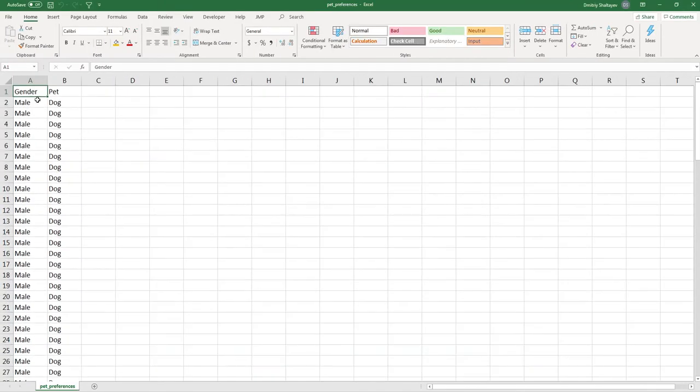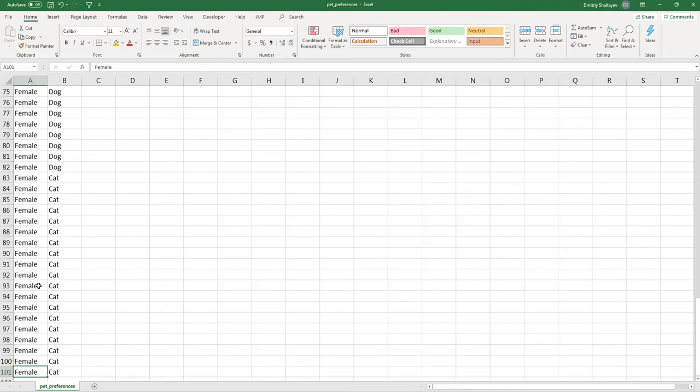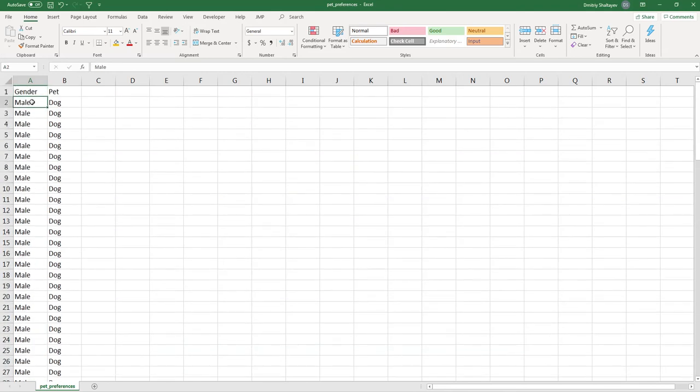So here's my data. Okay, so I asked 100 people, right? So there you go, I have 100 people. The first person that I asked was male, and they preferred the dog. The second male also preferred the dog. If I scroll down the road somewhere, at some point male started to say cat, right? So obviously they're ordered, right? So these are not just randomized answers, which doesn't really matter for our purposes.